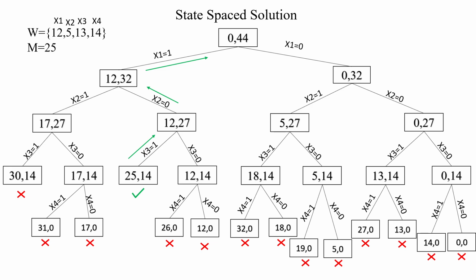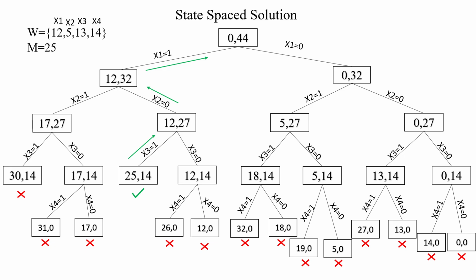So we are not considering this also and backtracking to the previous node, and here we can see that by not including the fourth weight we can get 0 and 0. There are no more solutions to go further.